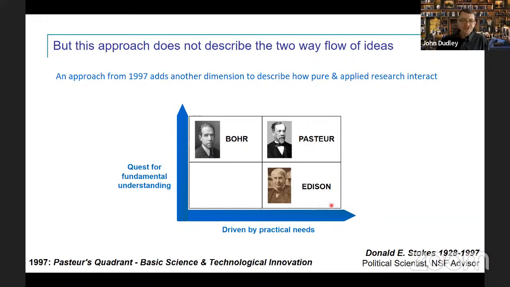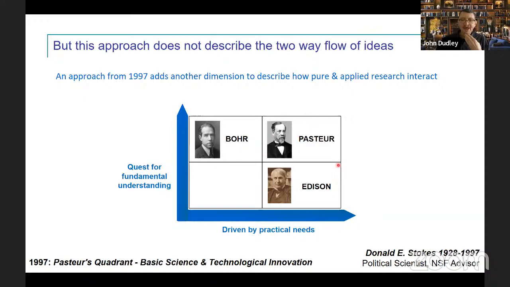And you can associate these different areas with different people. So Edison was an industrialist who just wanted to make light bulbs, and he would get his staff to measure 1,000 samples of filaments to test one that worked, rather than think about the material science. Bohr was an idealist, a theorist who just wanted to understand nature. And somewhere in the middle, you have Louis Pasteur.